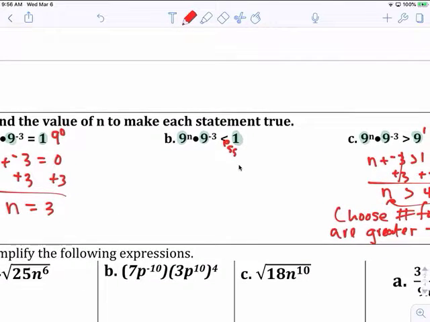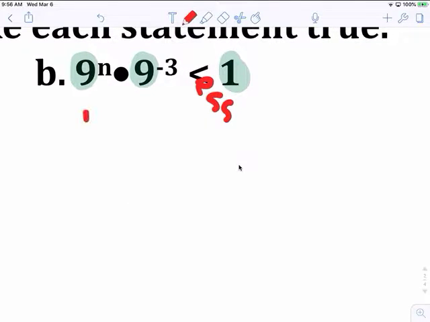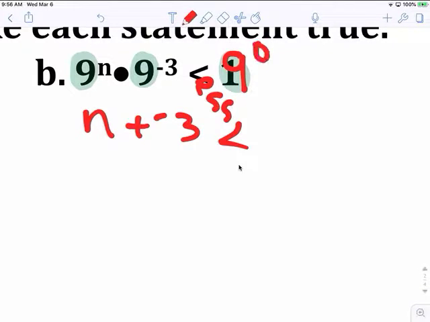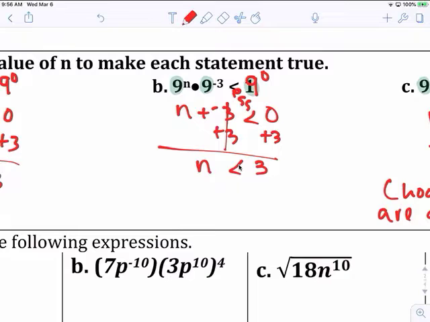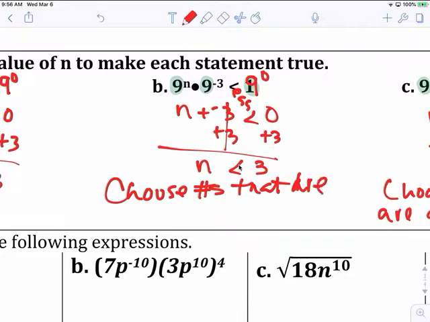Here, you need to do the same, n plus a negative 3, smaller than, oh, this is 9 to the 0 power, 0. So add 3, n is less than 3. So choose numbers that are small, less than 3, like 2. So you say choose numbers that are smaller than 3, like 2, 1, 0, negative 1.